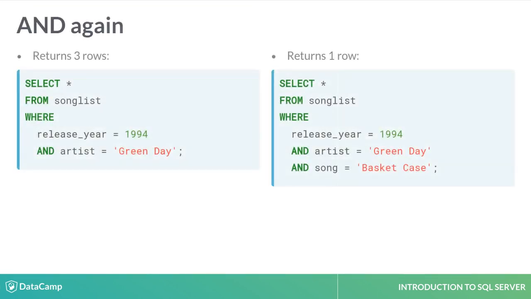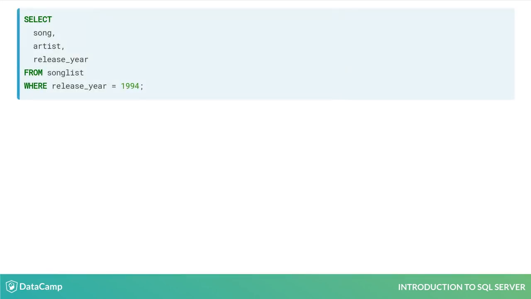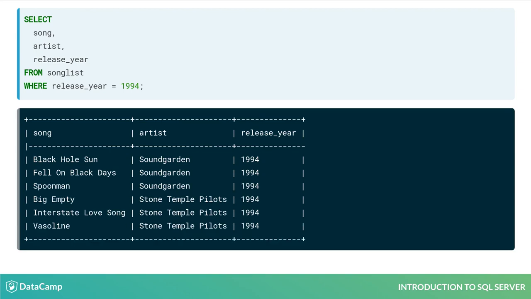Here's another example. By adding an additional AND statement, we reduce the number of rows returned from 3 to 1. Can you guess what this query might return? That's right. It will retrieve songs released in 1994.